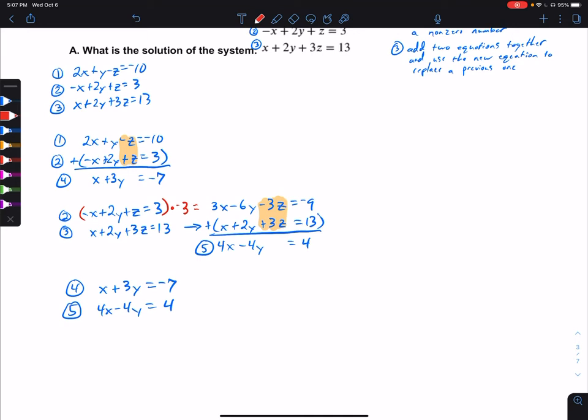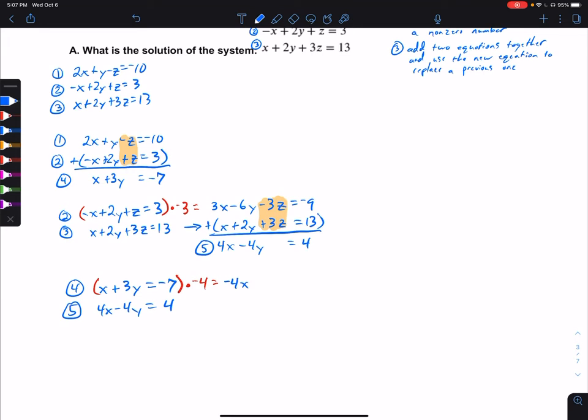The x's don't match up. I have an x and a 4x, so I want them to be opposite terms. So when I add them, they cancel out. So I'm going to multiply by a -4, because what will happen when I distribute that out, I get -4x, which will be the opposite of the 4x in equation 5, and I'll be able to eliminate them using addition.